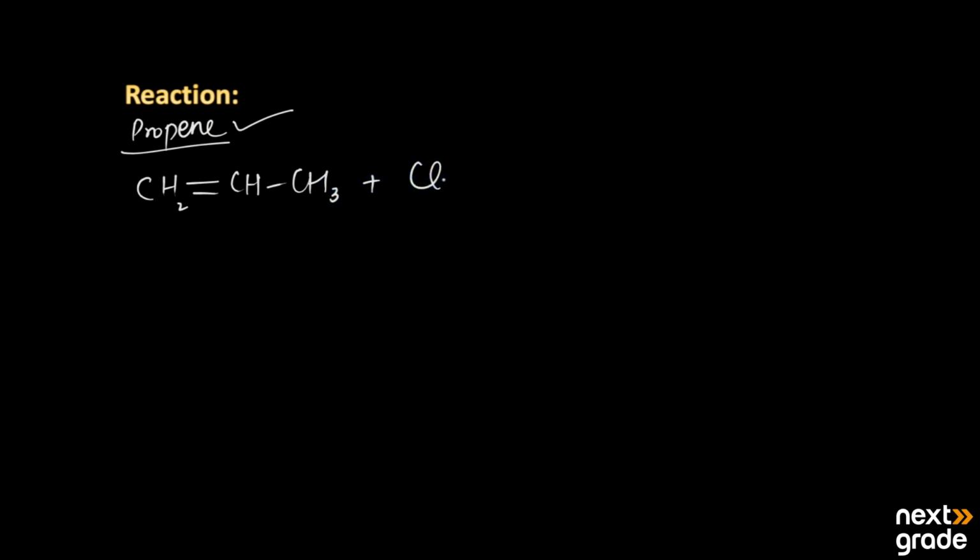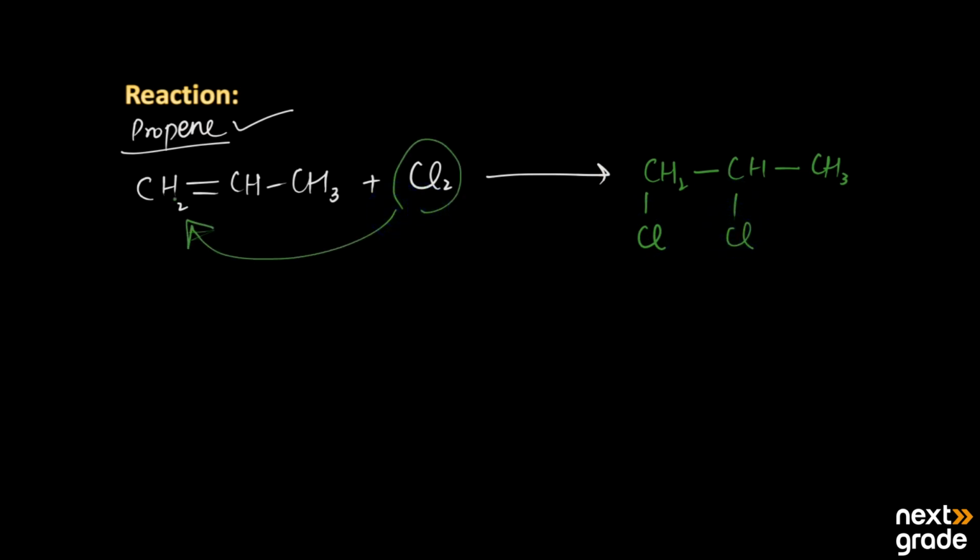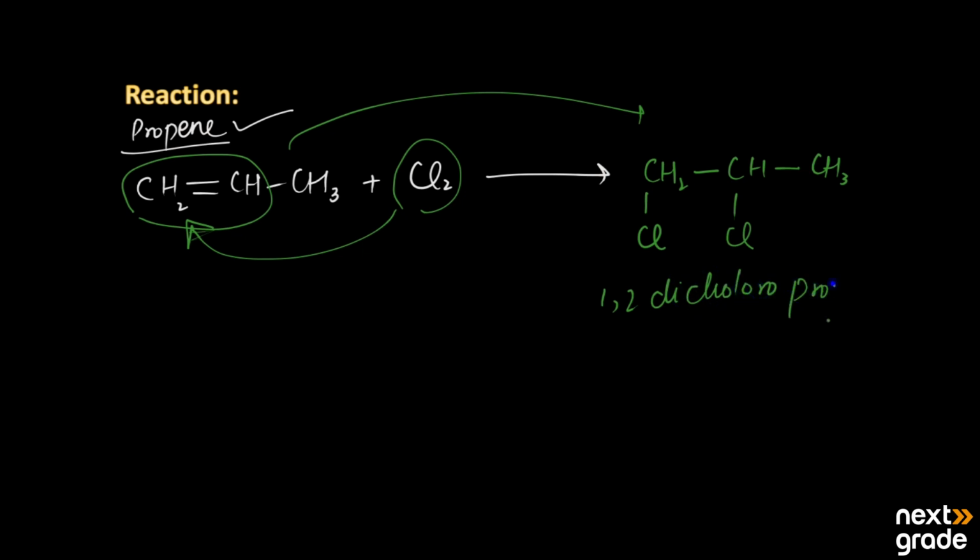If I add chlorine, then this chlorine goes to that double bond. The double bond is converted into a single bond. Now this carbon will have one chlorine and this carbon will have one chlorine. So the addition of the chlorine goes to the carbons that have the double bond. So here we have converted propene into 1,2-dichloropropane. So this is a simple reaction of the halogenation of the alkenes.